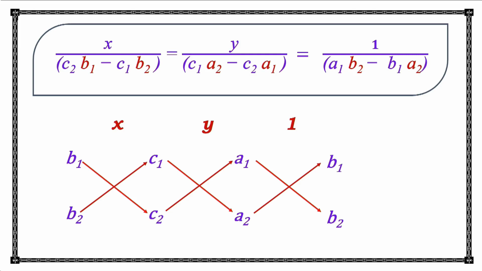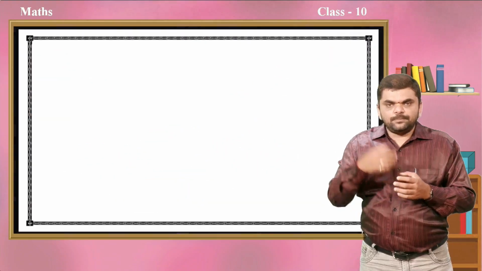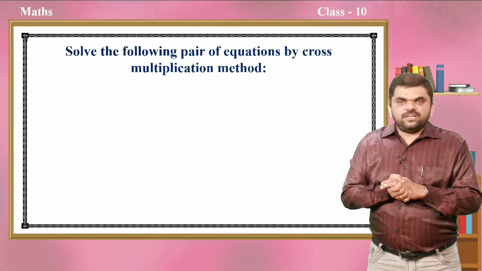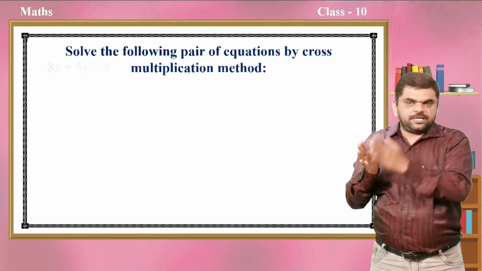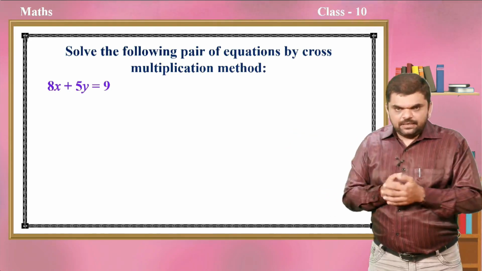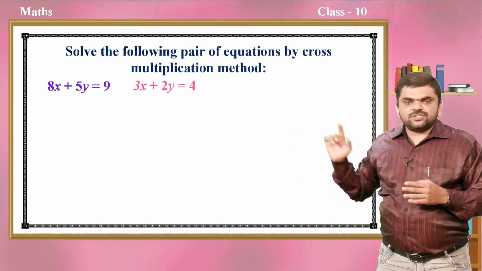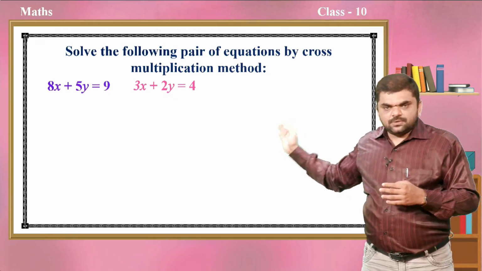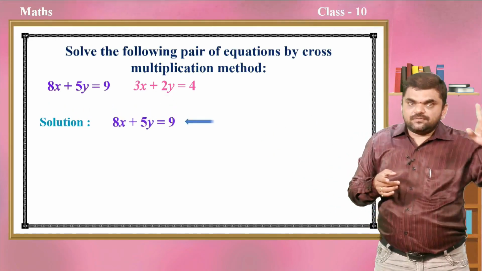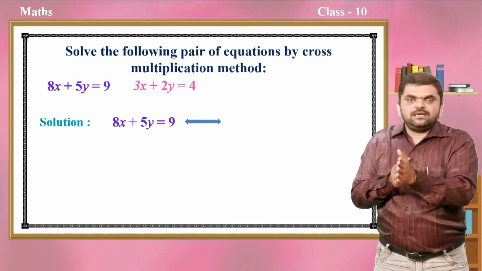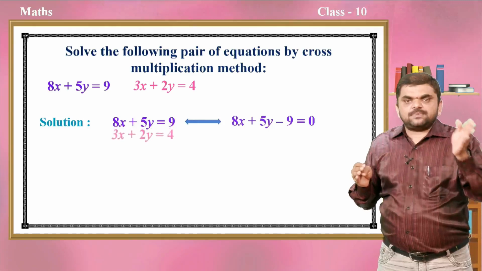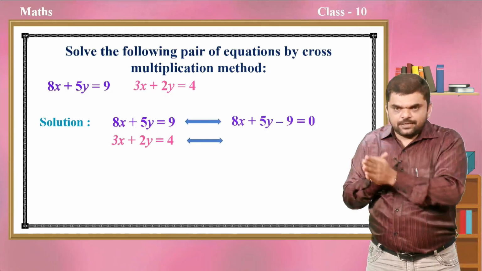Now let us solve one problem on this. Solve the following pair of linear equations by the cross multiplication method. 8x plus 5y is equal to 9, one equation. Another equation is 3x plus 2y is equal to 4. Now the solution. We know the equations are a1x plus b1y plus c1 is equal to 0, and the other one is a2x plus b2y plus c2 is equal to 0.